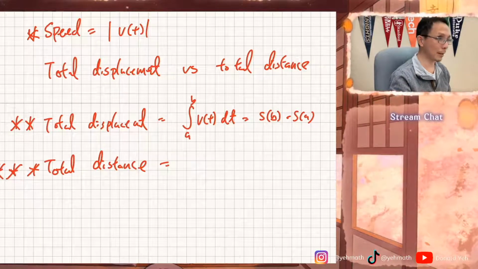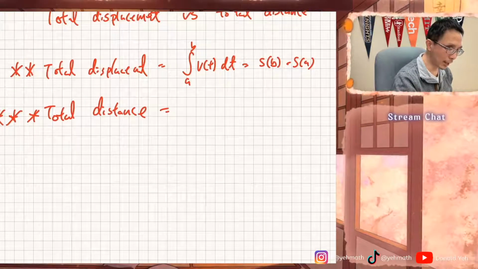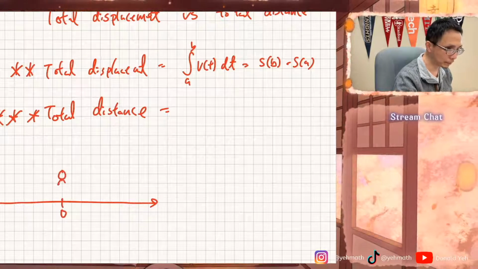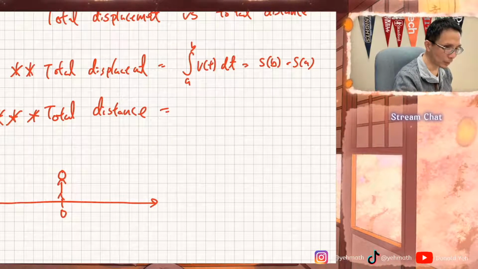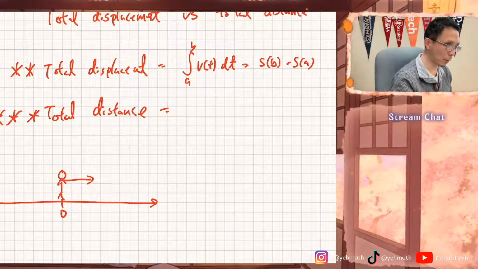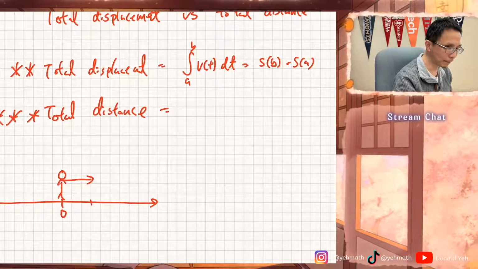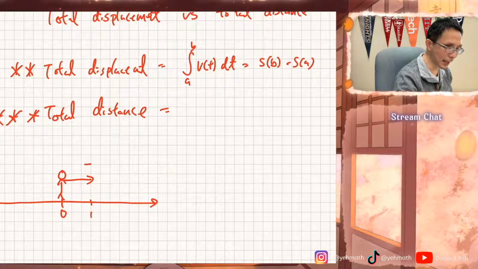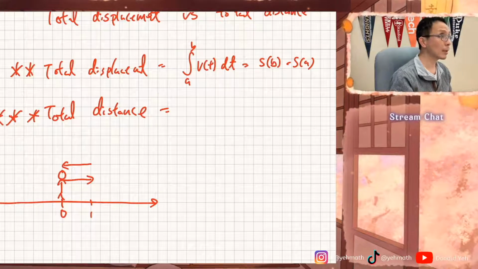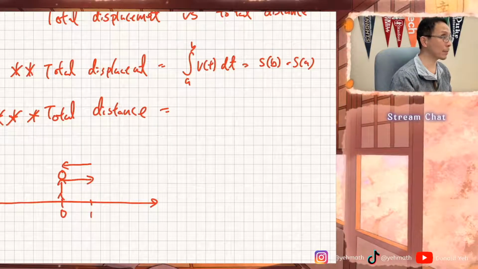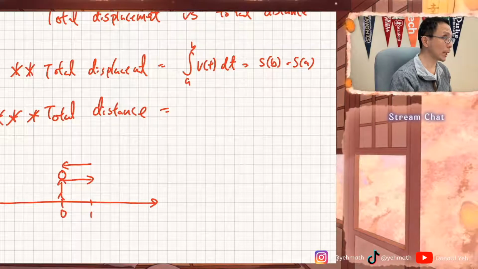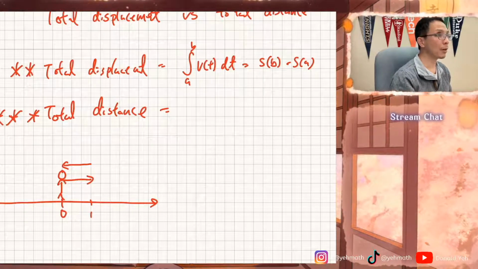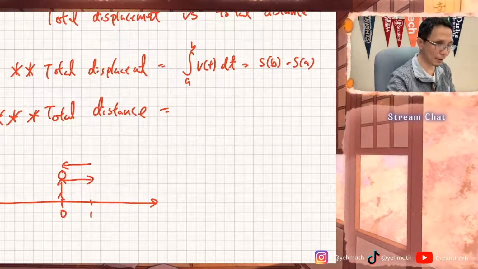Now, let me give you an example of me on a number line. And this is position 0. If I take one step forward, like say 1 meter in 1 second, right? And let's say at the next second I take a step backwards. What is my displacement? 0. Good. So it's 0. But what's my total distance? 2.